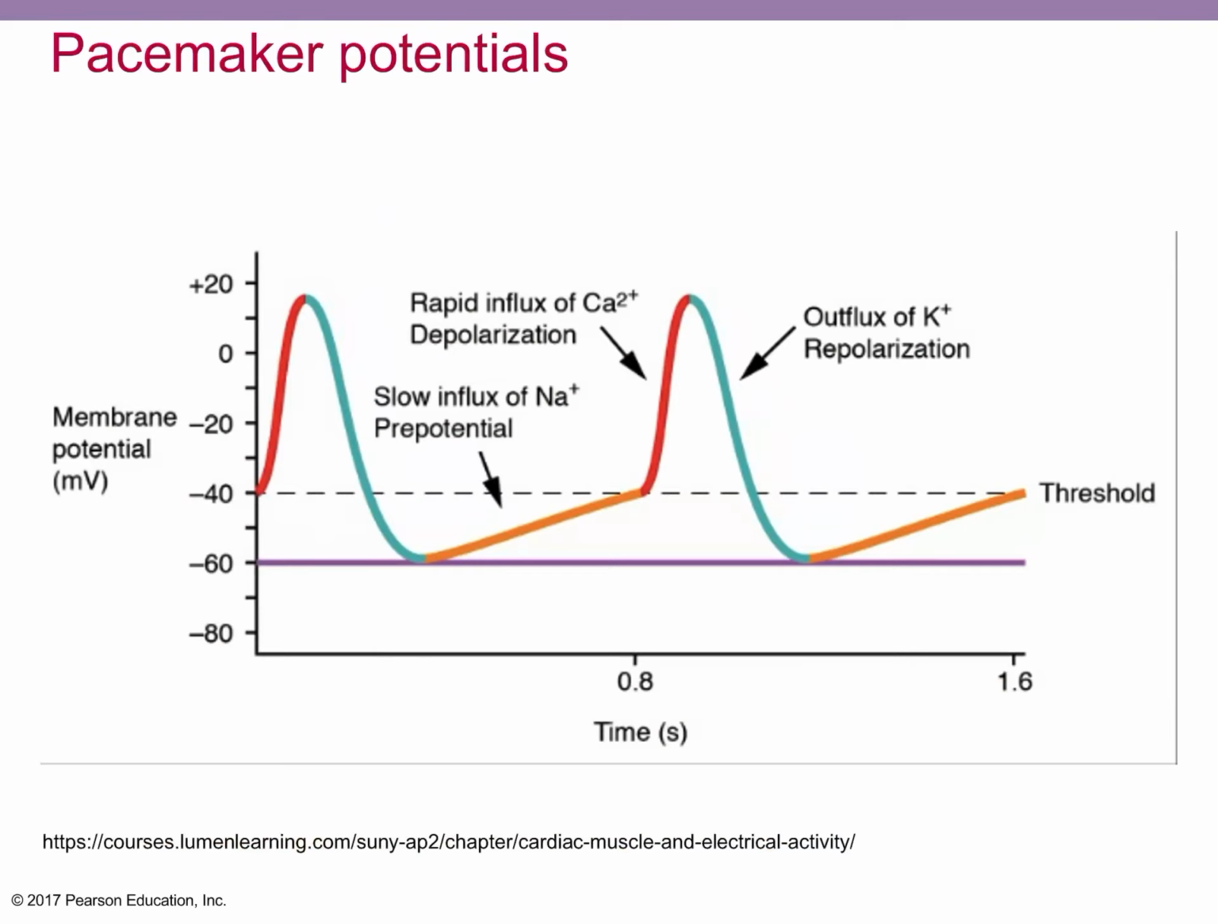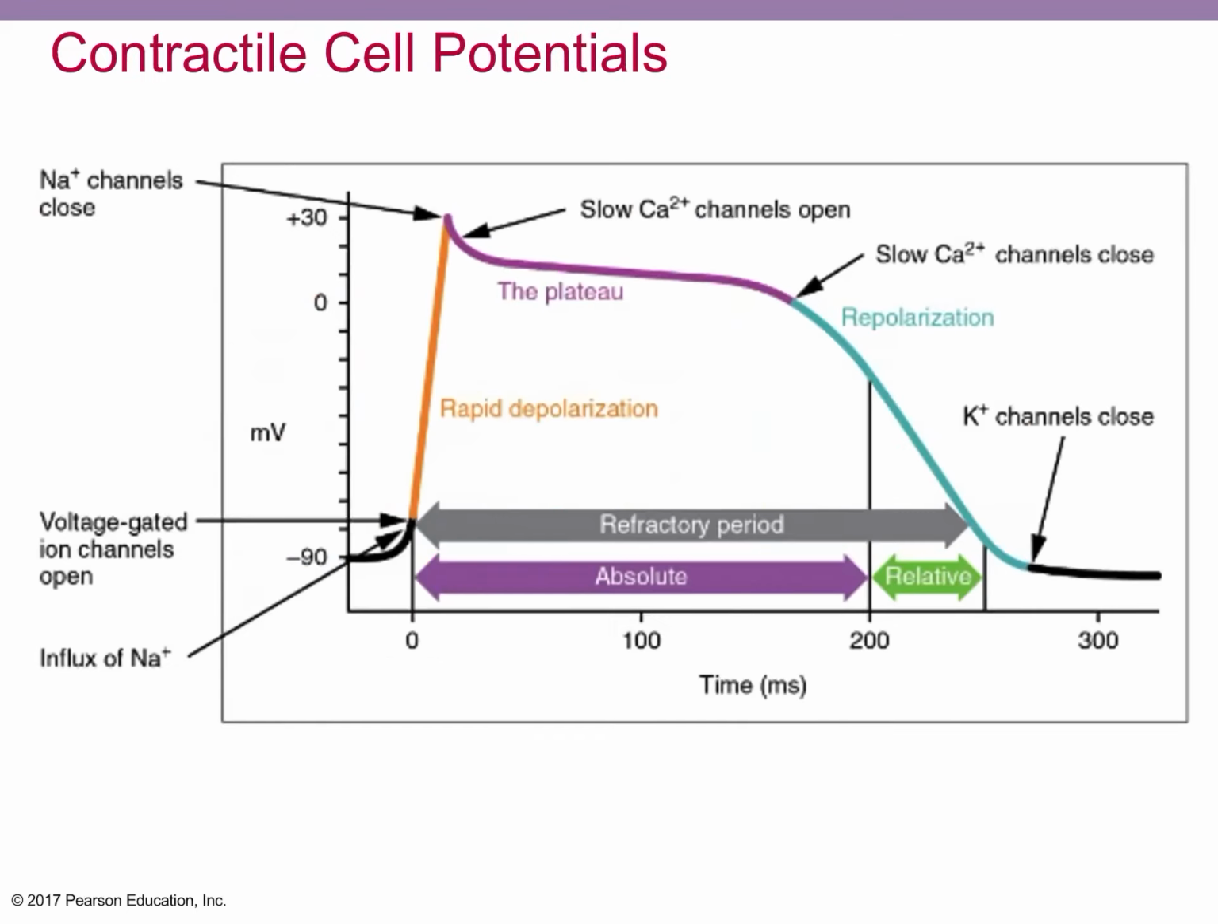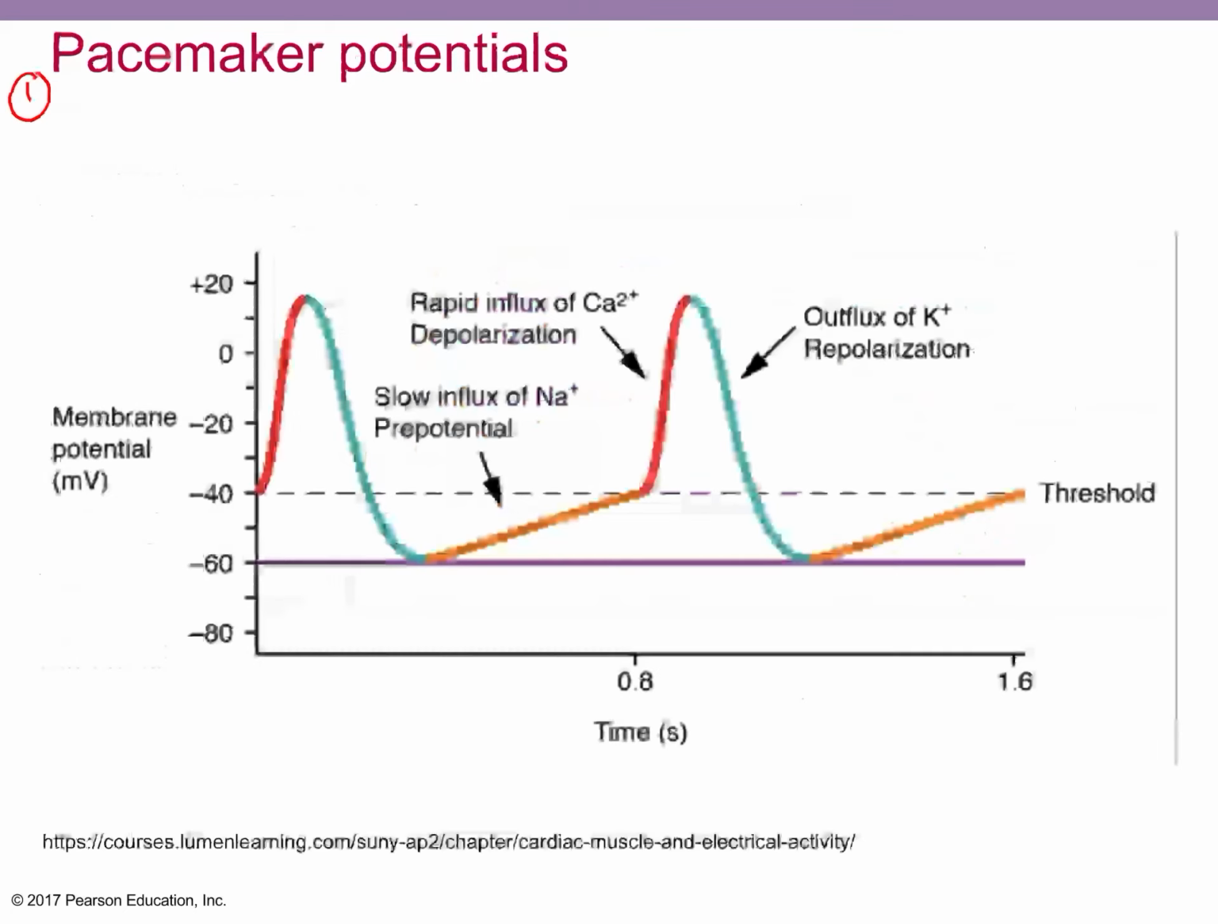All right, I think we need to look at our pacemaker potentials first. We're going to be looking at two different potentials. One is for the pacemaker cells, the SA node and the AV node, and how they depolarize. And then we're going to look at the contractile cells. These are just the myocytes, the muscle cells that contract in response to the action potentials coming from those nodal tissues.